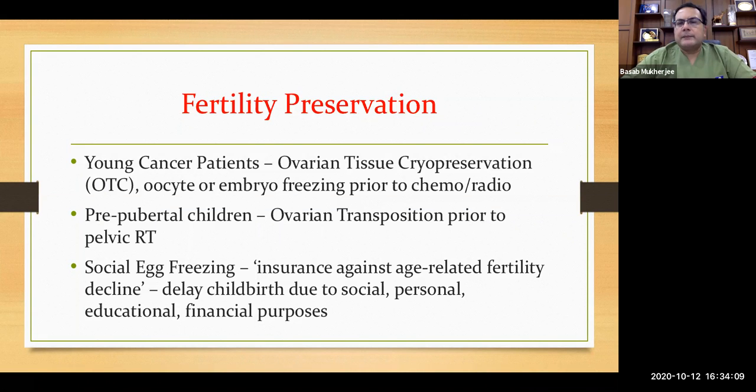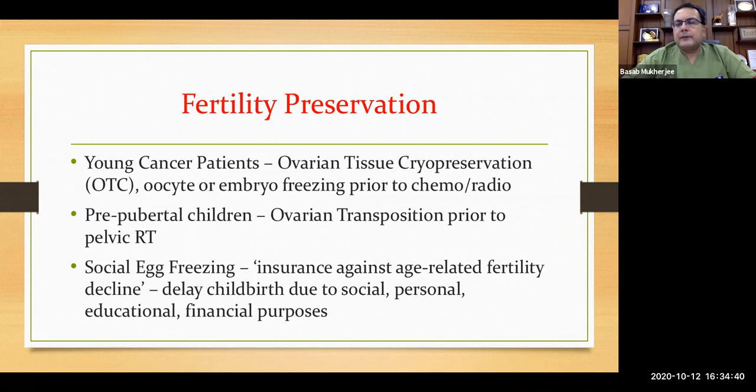So when you're talking about diminished ovarian reserve, there are young cancer patients who, before being subjected to chemotherapy or radiotherapy, would like to do ovarian tissue cryopreservation. That is something which is possible in a few centers. Oocyte or embryo freezing prior to chemo-radio is possible in many centers in ART. And these are all options which can be brought up to them, or must be brought to them, in this day and age before they go through cancer treatment.